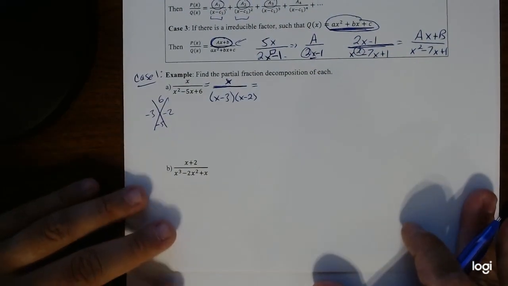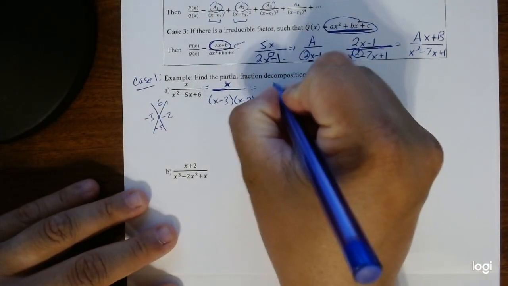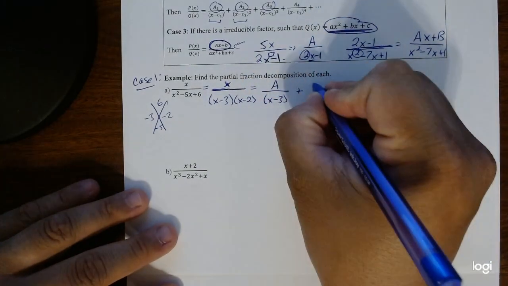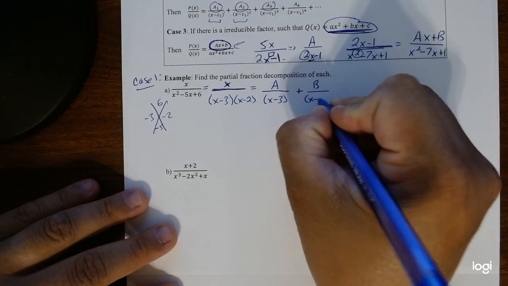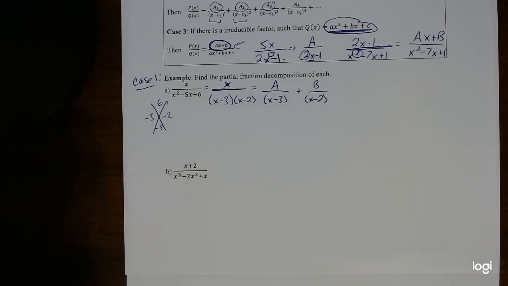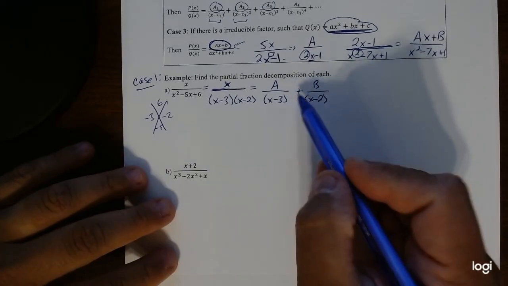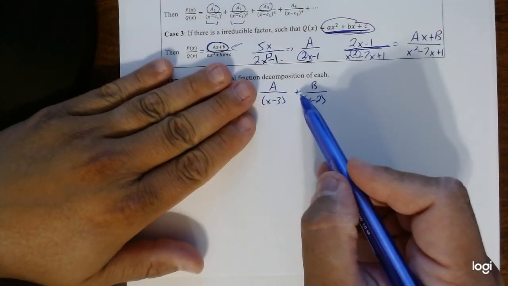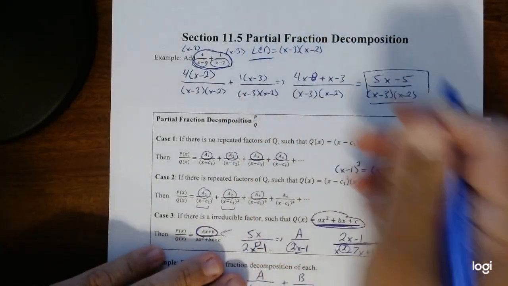Okay, so case 1 says we have unique factors, so we just have a letter A over one of the factors plus a letter B over the other factor, like that. And our whole point is figuring out what A and B are. And again, these are not variables, these are particular numbers that make this work. Okay, so kind of funny, but the way we do this is, what if we were actually putting these two fractions together, right? So like adding these fractions together, again, we would need a common denominator.